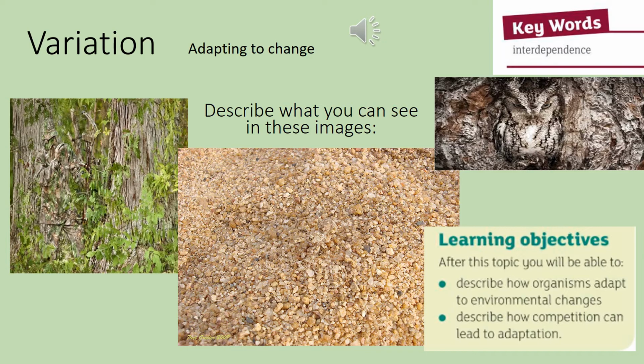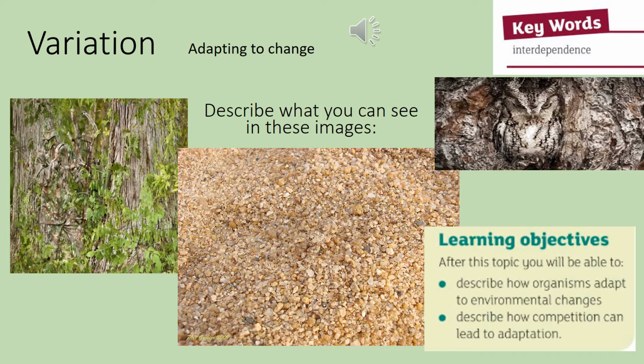I'm going to talk to you about variation and how we can adapt to change. So, introduction. My key word for today is interdependence, and hopefully by the end of the lesson you'll be able to tell me what that is. Our objective for today is to describe how an organism adapts to its environmental changes and how competition can lead to adaptation. It's really important that you've got yourself a pen and a piece of paper or your book to write down some notes and to have a go at some of the tasks along the way.